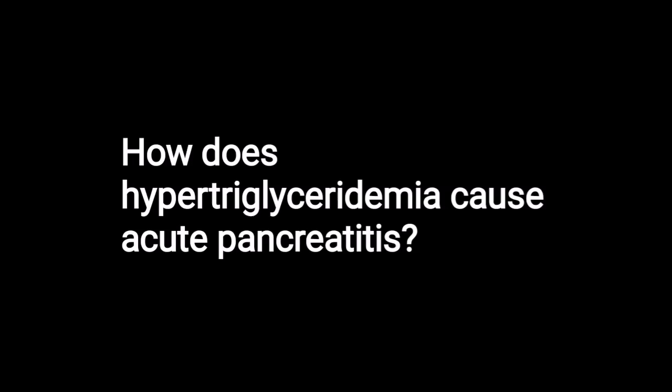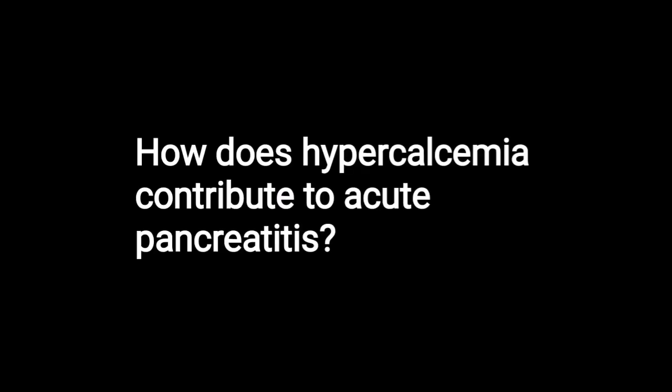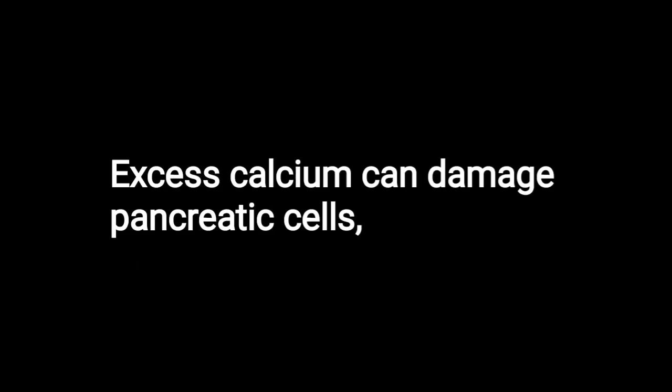338. How does hypertriglyceridemia cause acute pancreatitis? Very high levels of triglycerides in the blood can trigger inflammation in the pancreas. 339. How does hypercalcemia contribute to acute pancreatitis? Excess calcium can damage pancreatic cells, leading to inflammation and acute pancreatitis.